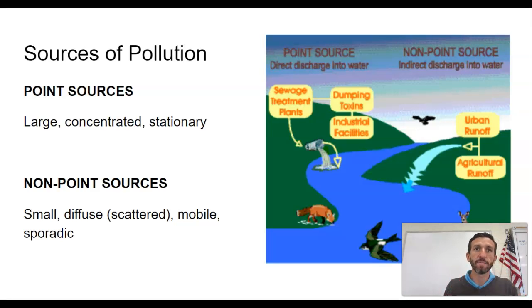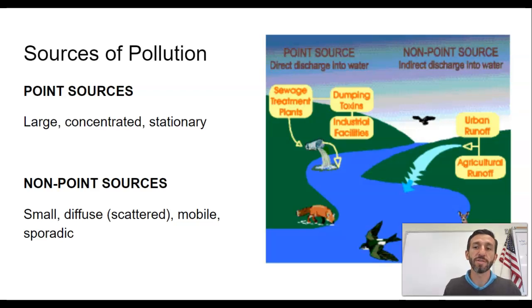It's not consistent. So for example, here if we have some pollution coming from a sewage facility, you can point to that specific facility and say, look, there's a source right there. There's a point source. It's large, it's concentrated, it's stationary. We can point to that specific spot.